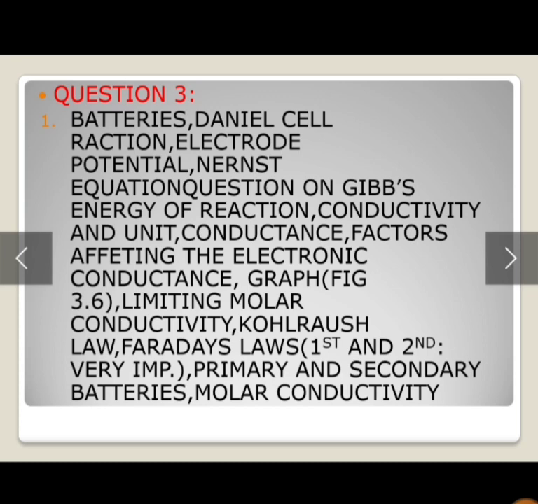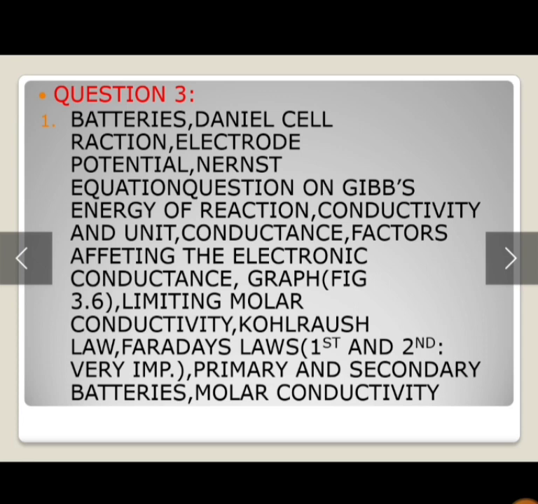You need to know all the definitions, conductivity, conductance, and the factors affecting the electronic conductance, and you have a graph related to electronic conductance, that is figure 3.6 in your NCERT. Go through that. That is one of the most important things, they must give it for 2 marks.